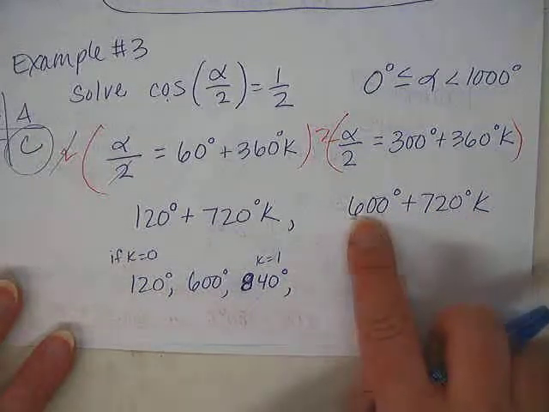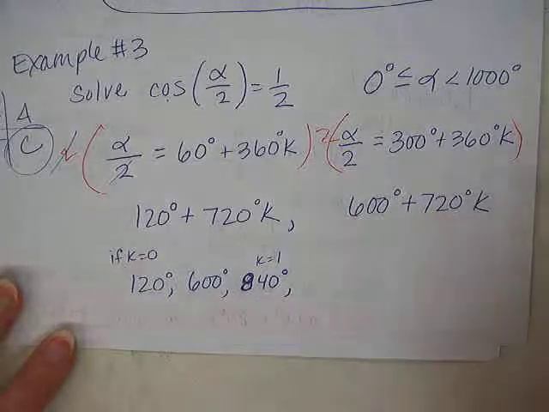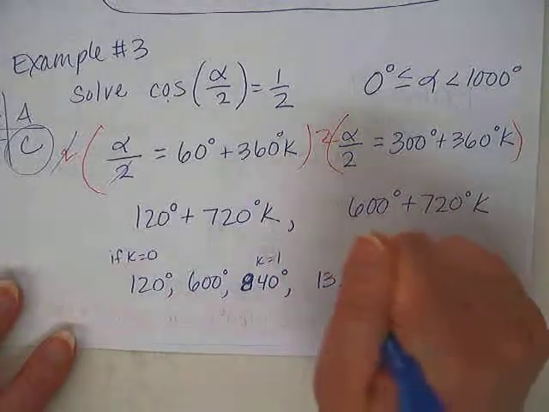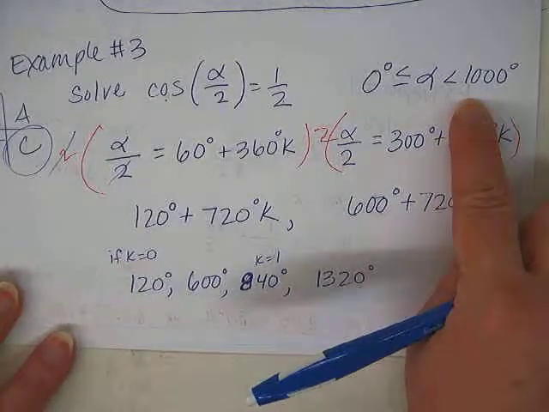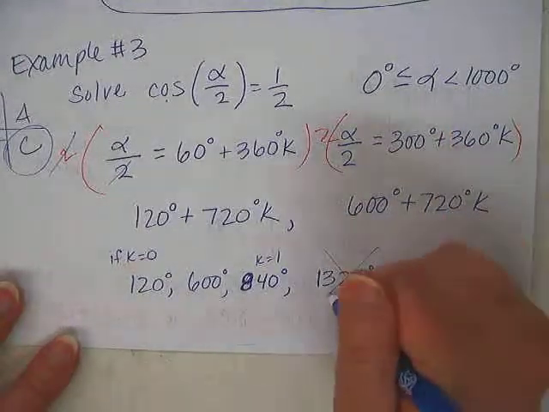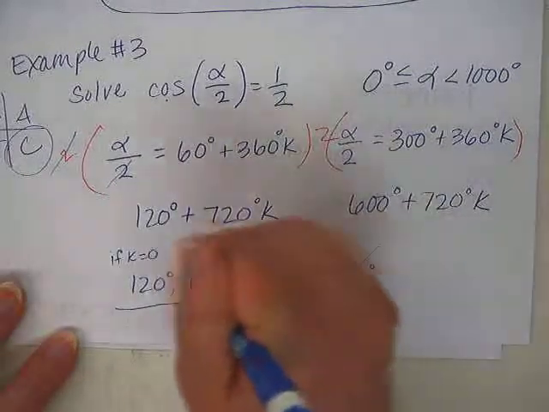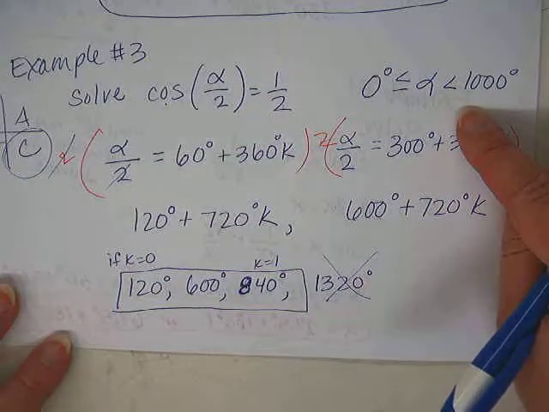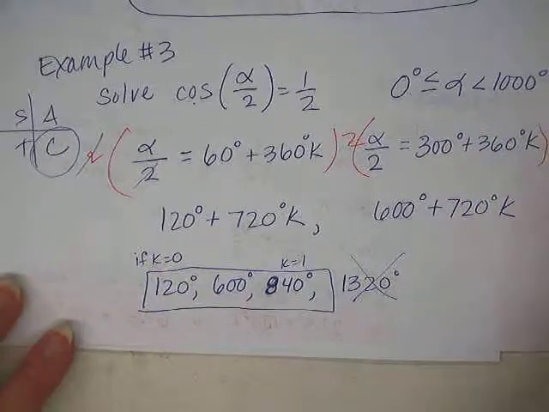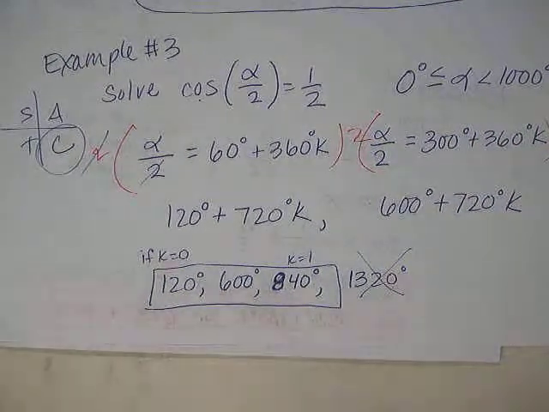It's fine. Okay, and then if this k equals 1, we would do 600 plus 720, which is 1320. Oh, but that's too big. That's beyond the scope of what they asked us to solve. So we don't need that one. We're just going to go with those 3 answers because that fits within the range that they said to solve it in.